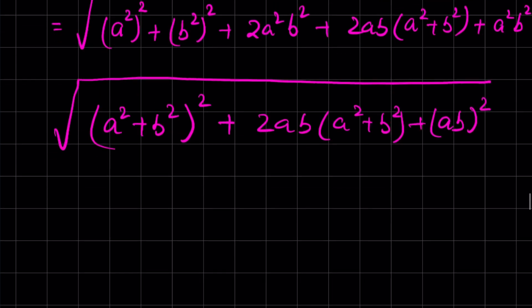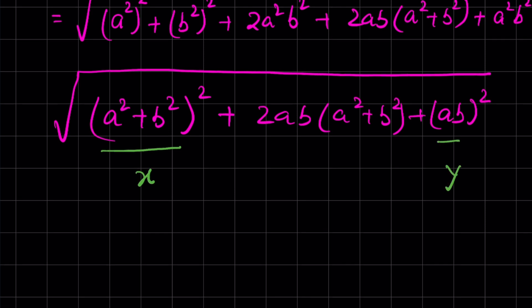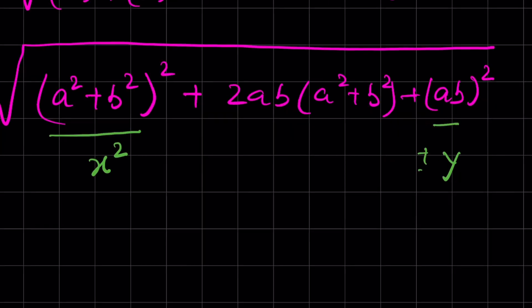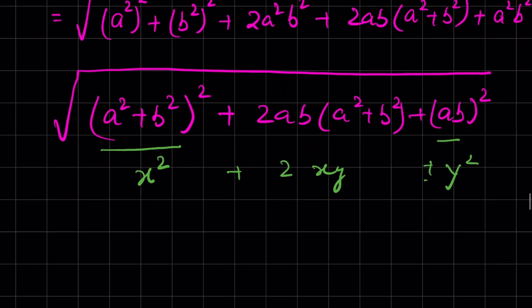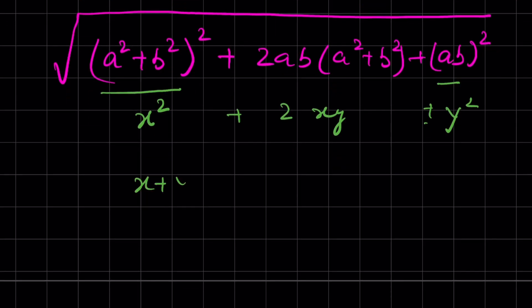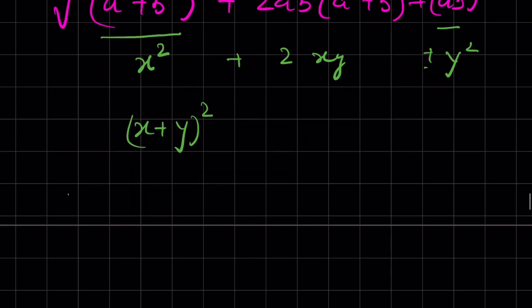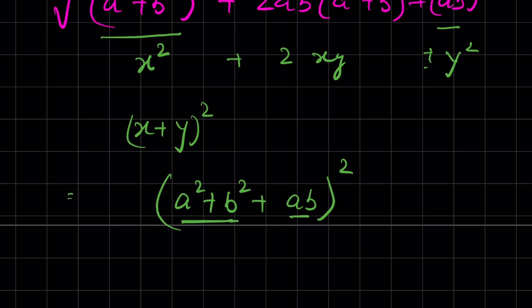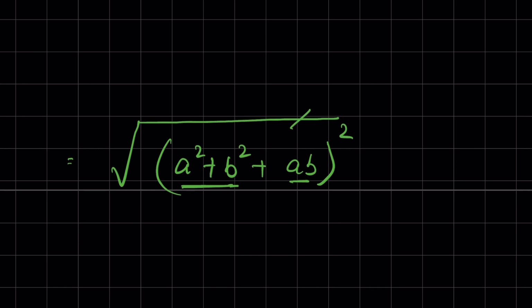Again, if you consider this entire term a² + b² as x and ab as y, then it is in the form of x² + y² + 2xy, and this means we can write it as (x + y)². So let's write it as (a² + b² + ab)². This is one term and this is another term, under square root. Now remove this square root with this square. So we have a² + b² + ab.